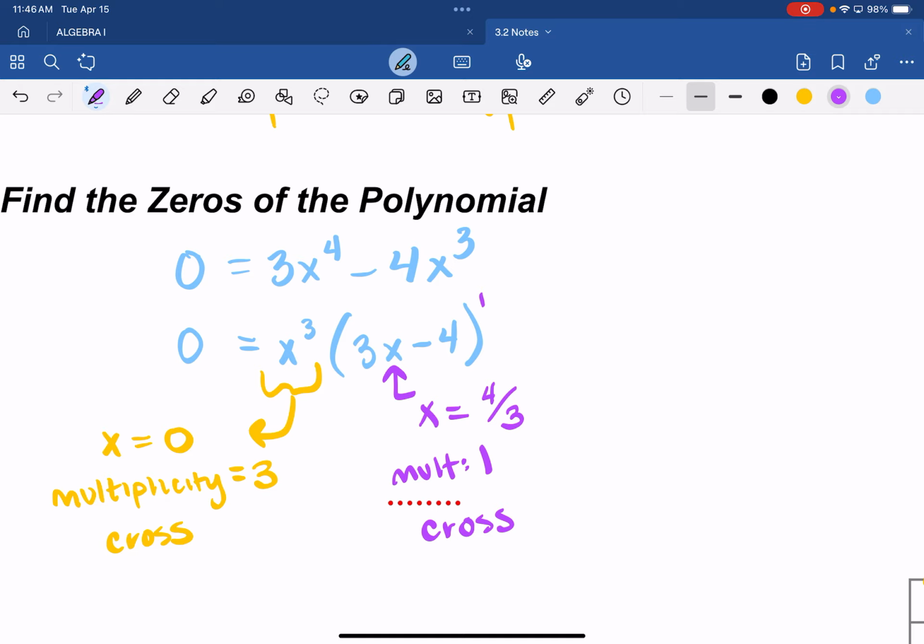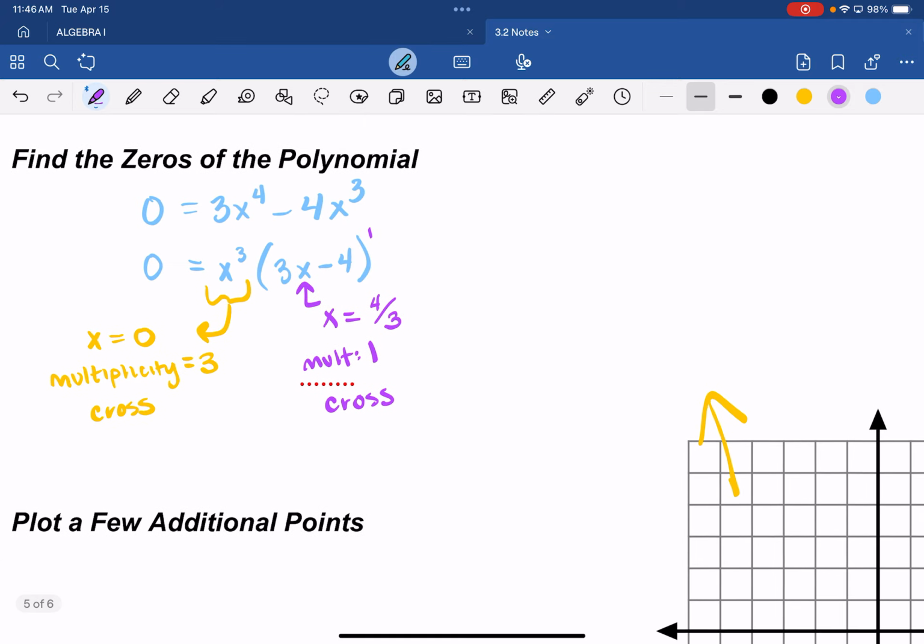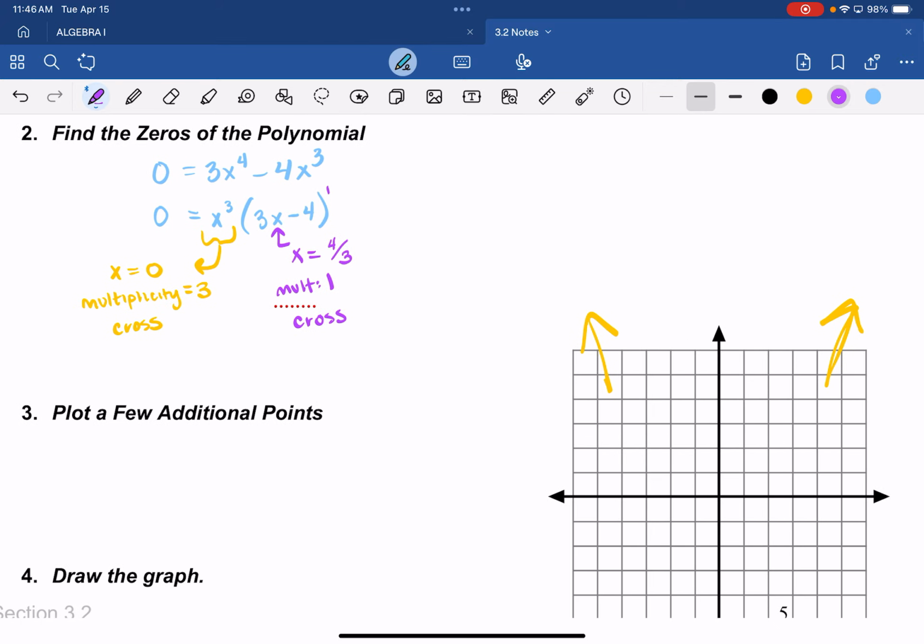So now let's graph our 2 points that we just found. So we know we have an x-intercept at 0 and at 4/3, so like 1 1/3. Okay, so those are our 2 points where we're going to cross.